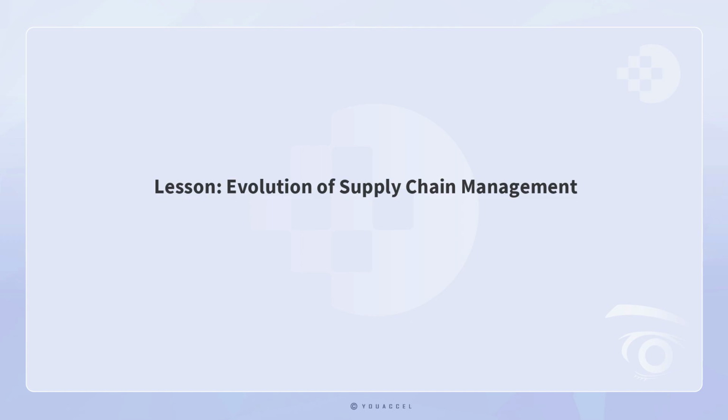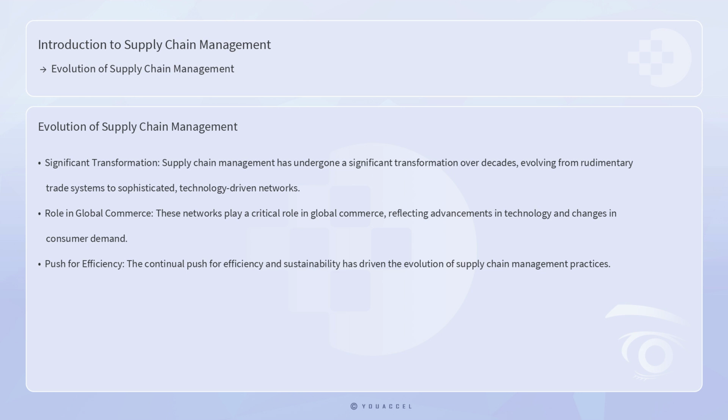Lesson: Evolution of Supply Chain Management. Supply chain management has undergone a significant transformation over decades, evolving from rudimentary trade systems to sophisticated, technology-driven networks that play a critical role in global commerce. This evolution reflects advancements in technology, changes in consumer demand, globalization, and the continual push for efficiency and sustainability. Understanding the progression of SCM offers valuable insights into how current practices emerged and how they continue to adapt to new challenges.